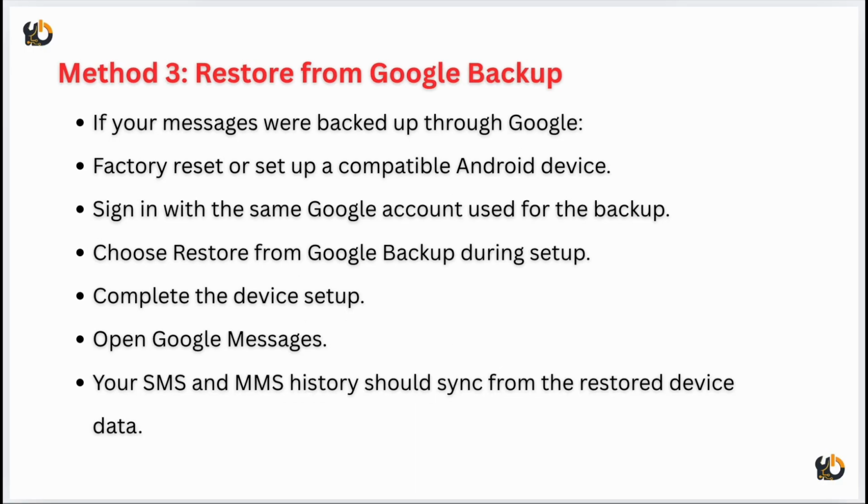Method 3: restore from Google Backup. If your messages were backed up through Google, factory reset or set up a compatible Android device. Now sign in with the same Google account used for the backup. Then choose Restore from Google backup during setup.